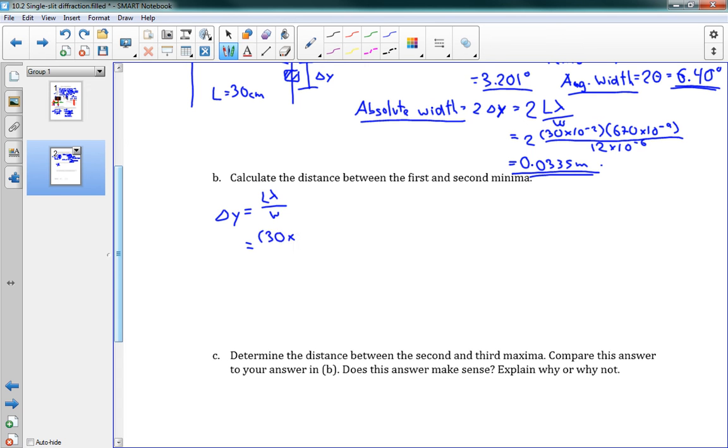We've got 30 times 10 to the minus 2, 670 times 10 to the minus 9, and 12 times 10 to the minus 6. And that gives us a delta y of, let's see, 1.7 centimeters. There we go. So that's half of what we had before. And I could write our answer before as 3.35 centimeters. That works as well. All right, we have 1.7 centimeters.